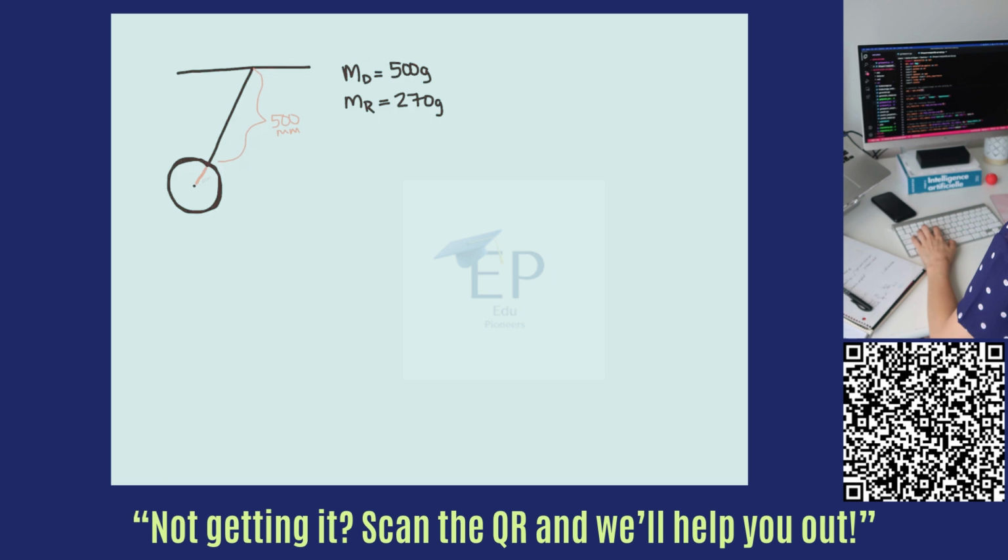Okay, so for this problem, we have a pendulum that consists of a disc with a radius of 10 centimeters and a mass of 500 grams attached to a uniform rod with a length of 500 millimeters and a mass of 270 grams. The first thing we are trying to find is the rotational inertia of the pendulum about the pivot point. So there's three things that are happening here.